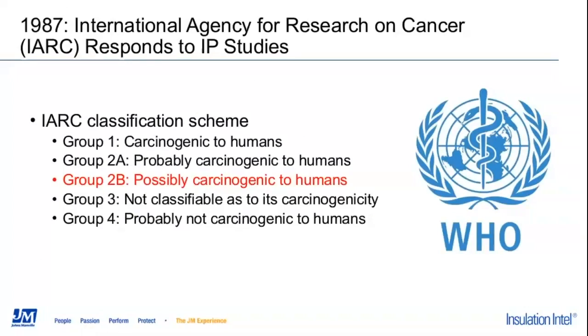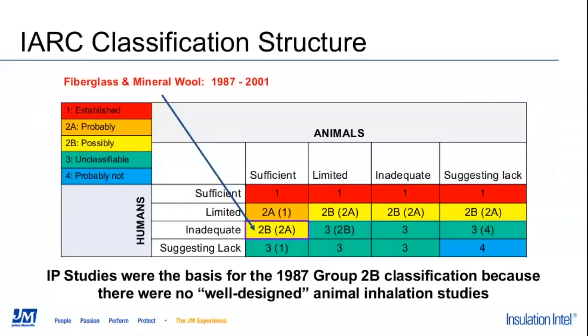When IARC looked at these Pott and Stanton studies, the intraperitoneal studies, in 1987, they put those studies in their classification matrix. As you can see here, IARC determines a potential cancer hazard based on both looking at the animal data and then looking at the human data. The human data for glass fibers and mineral wool fibers had always been inadequate, and it was judged so by IARC. The real question, though, was what were they going to do with those early IP studies?